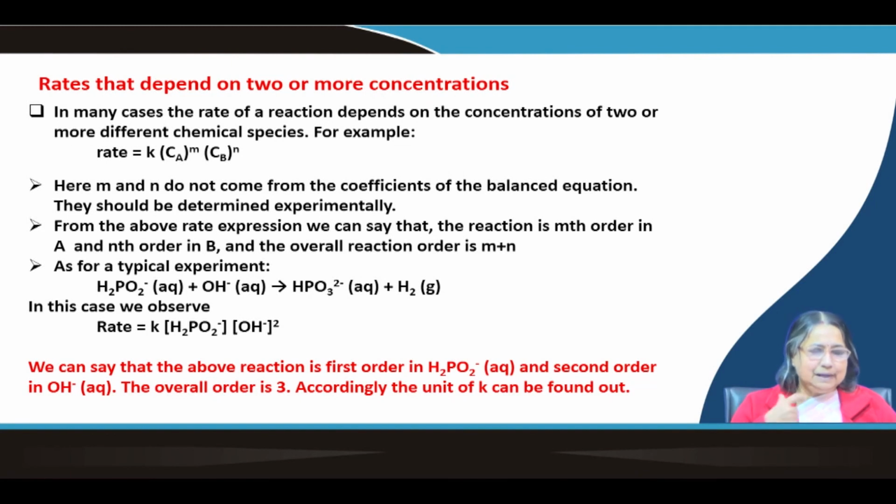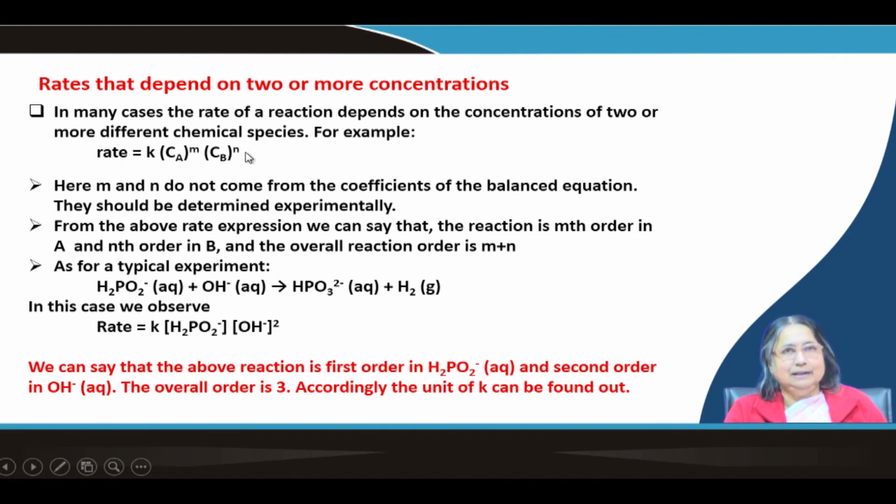Now, in many cases the rate of a reaction depends on the concentration of 2 or more different chemical species. That is the case I was explaining in the previous slide. In this case you see the rate is k, the specific rate constant, times Ca to the power m and Cb to the power n.